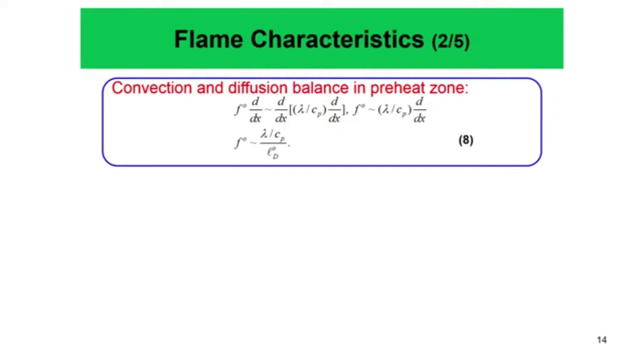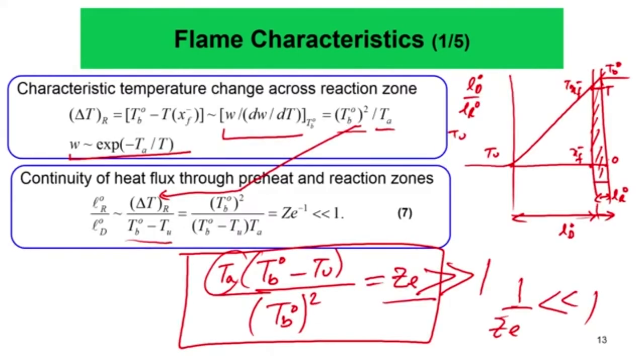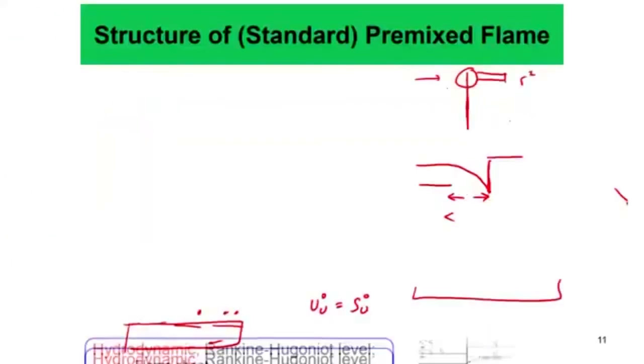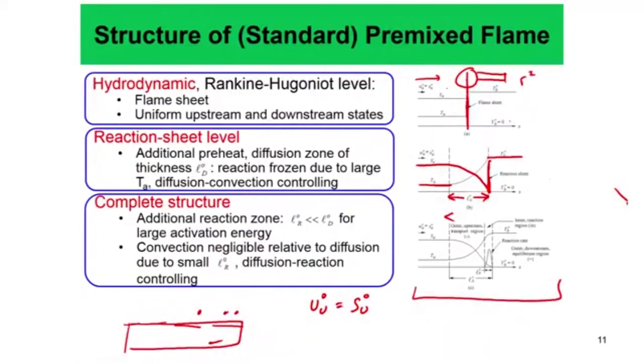Now we can go into the balance of the diffusion and the convection flux in the preheat zone. Of course, you see that in this structure, in this zone of LD0, there is no reaction, W equals 0, in this region, this is how the temperature increases. So in this region, we can consider the species production rate to be equal to 0.